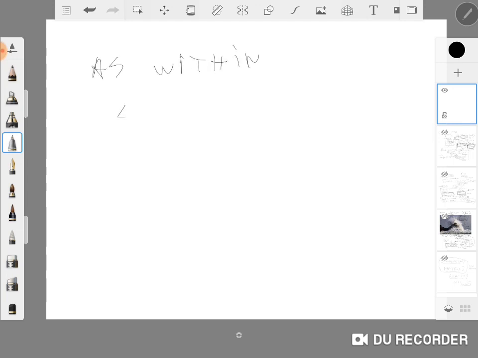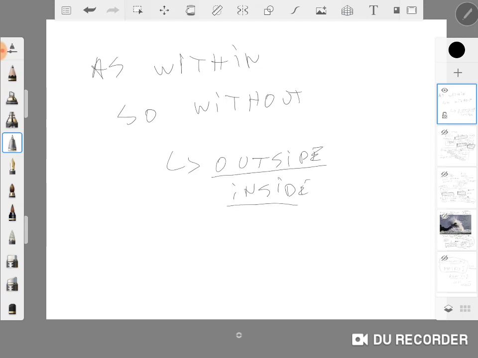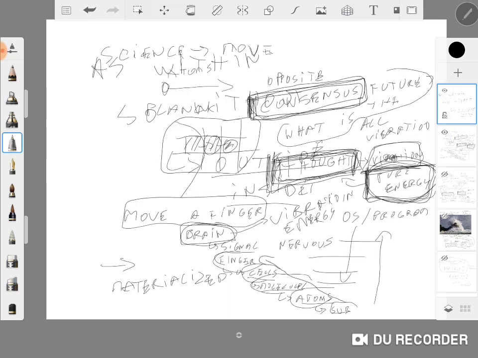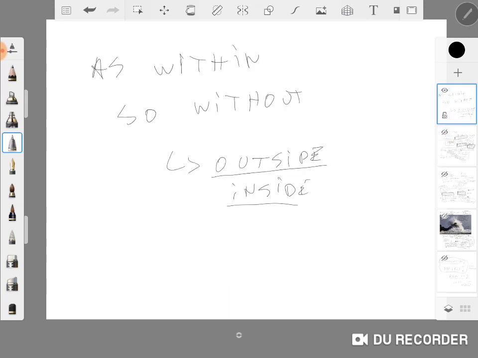So here I'll use this saying, as within, so without, which is very useful, because we tend to materialize things on the outside of how it works on the inside. Or in other words, we tend to materialize on the outside representations of how the universe works from within. For instance, what did I just describe in this whole thing? What is this?